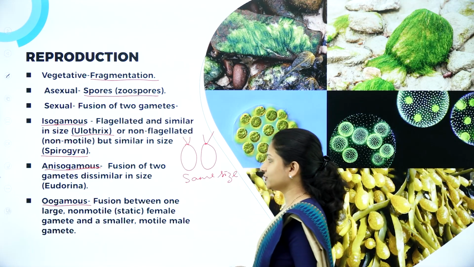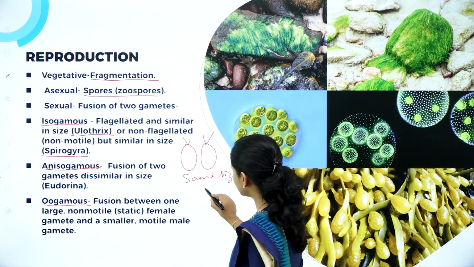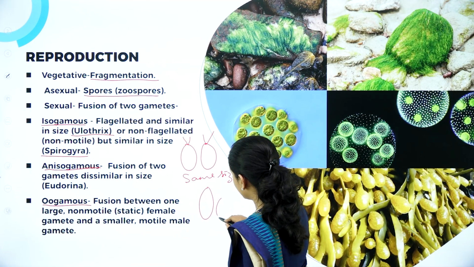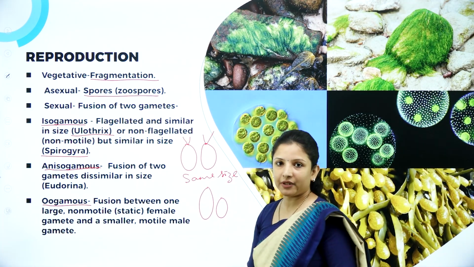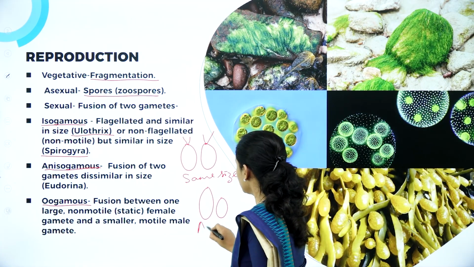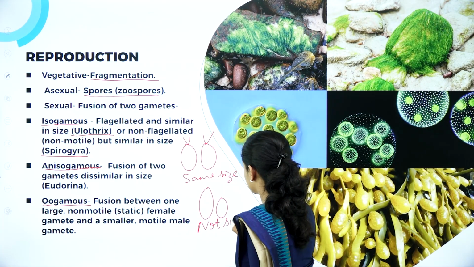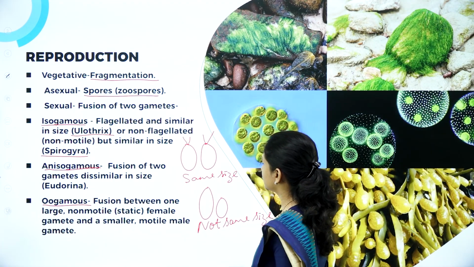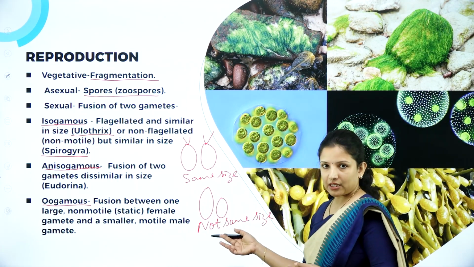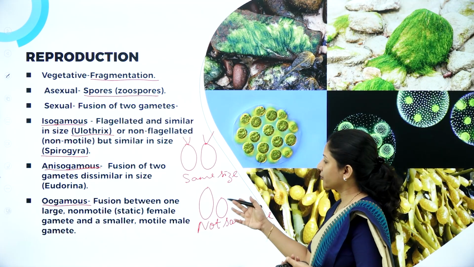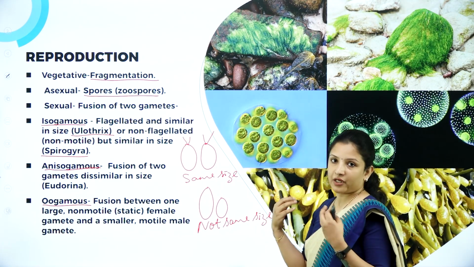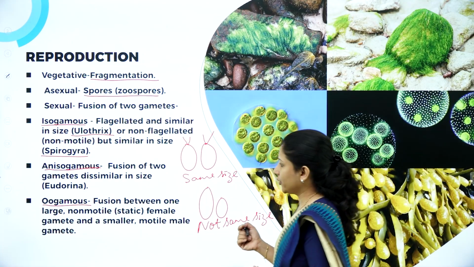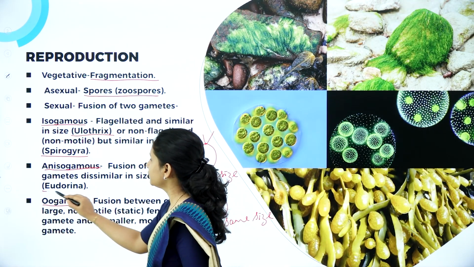Next is anisogamous. Anisogamous means the fusion of gametes will be between two dissimilar sizes. Here also they are not of the same size, two dissimilar sizes. So, that is anisogamous. One can be larger and one can be smaller, or both can have flagella or both may not have flagella, that is both can be motile or both can be non-motile. The best example here is Eudorina.